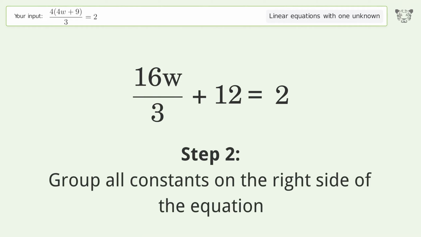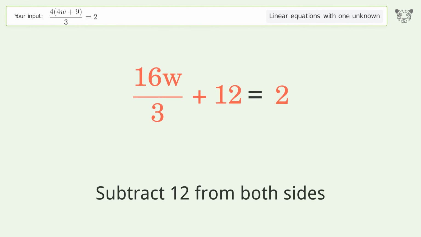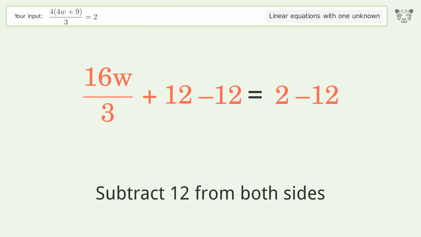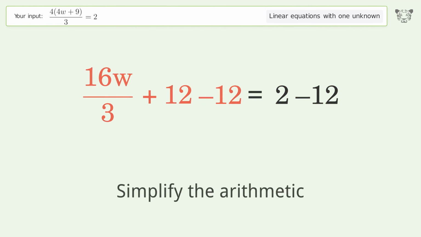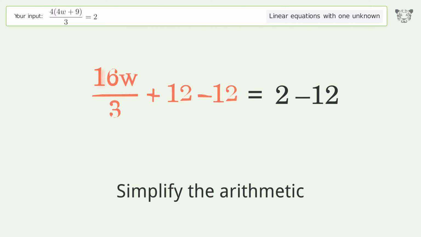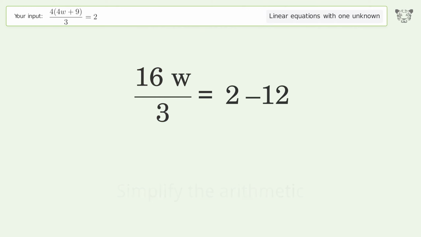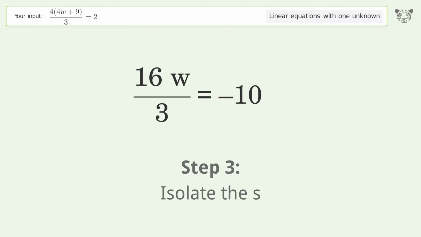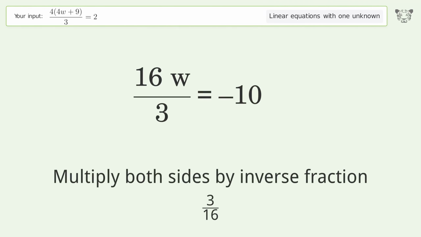Group all constants on the right side of the equation. Subtract 12 from both sides. Simplify the arithmetic. Isolate the w. Multiply both sides by inverse fraction 3/16.